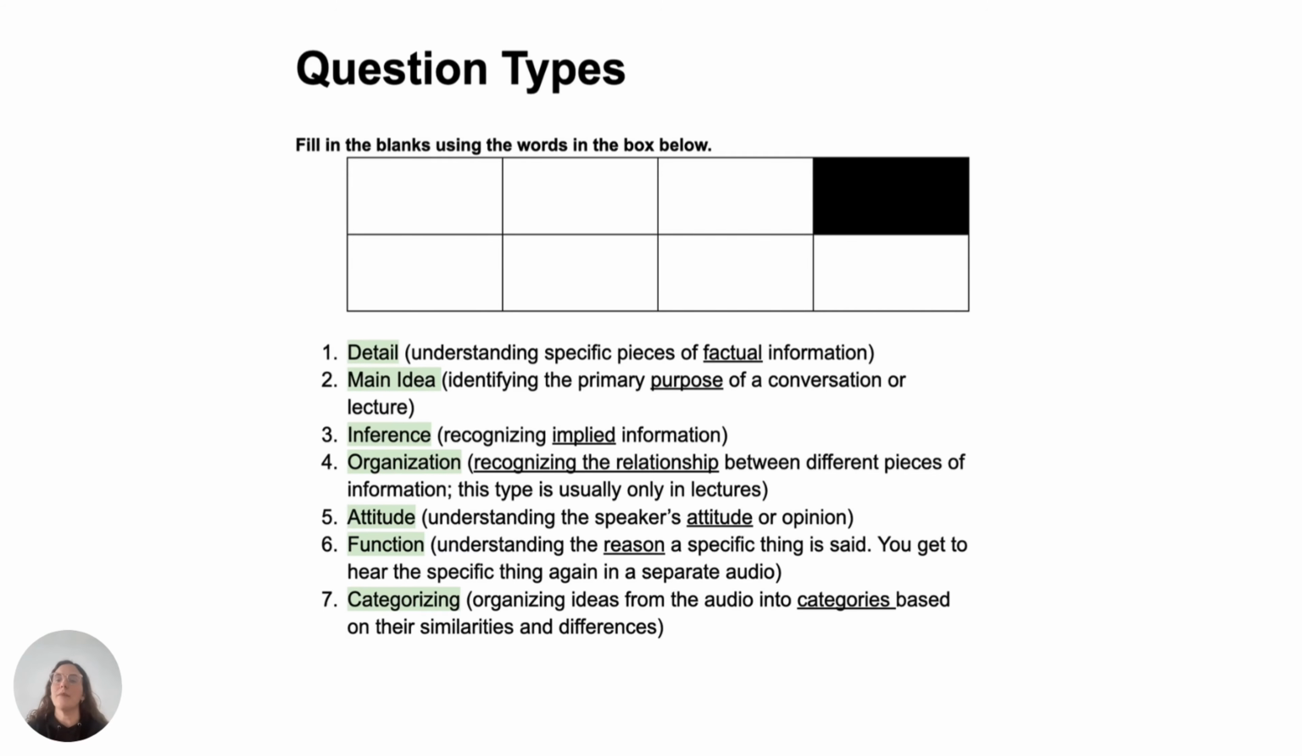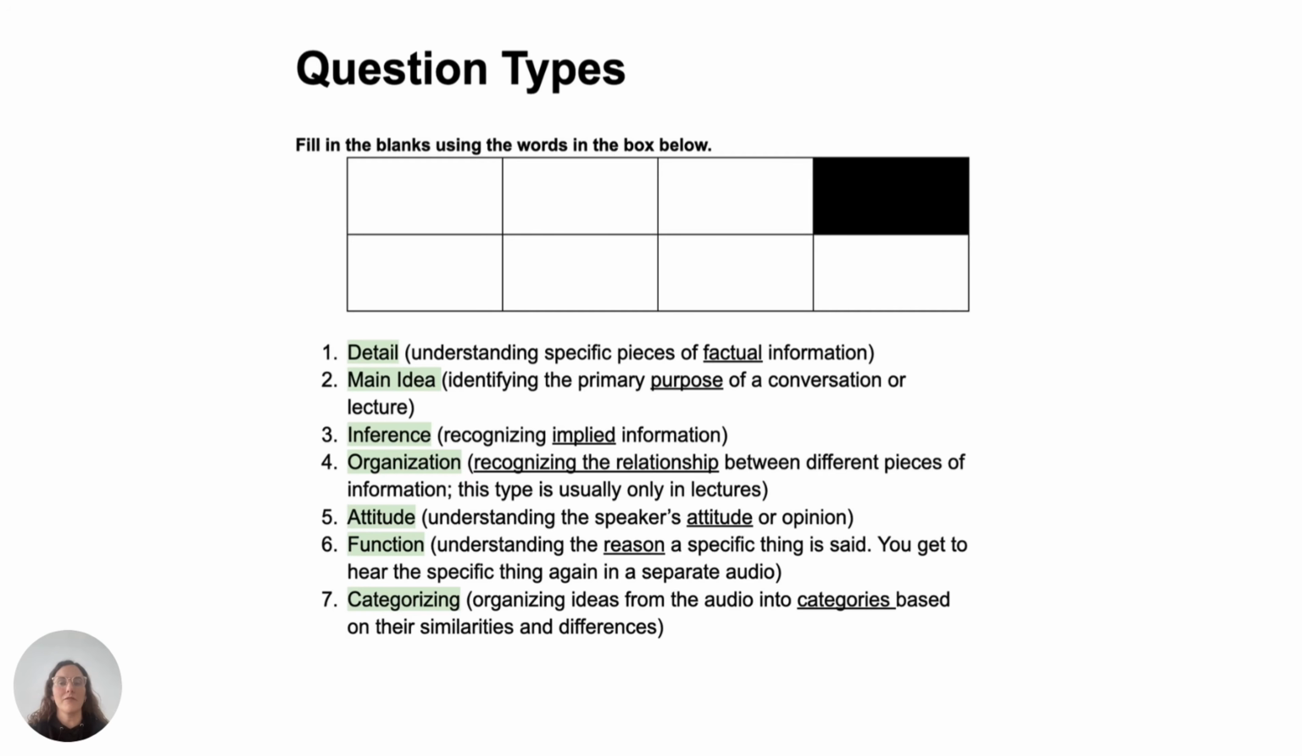Number 2 is the main idea. It's important to understand that they will always ask you the main idea of the conversation and lecture. They will ask you the main idea for both. It might be the first or second question after the audio, but they will always ask you the main idea. So you need to understand the main idea. That's something we're going to practice today, both in the conversation and in the lectures.